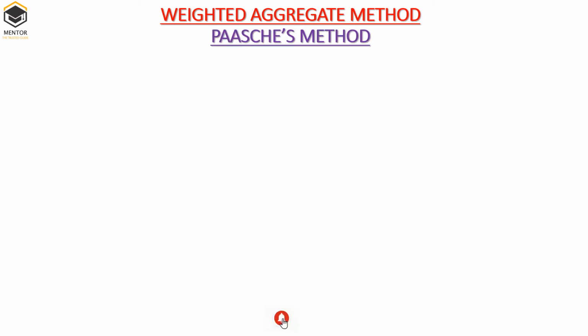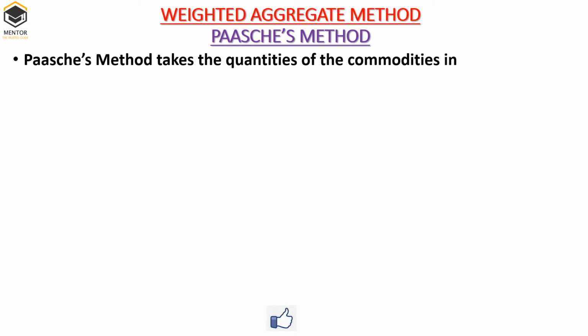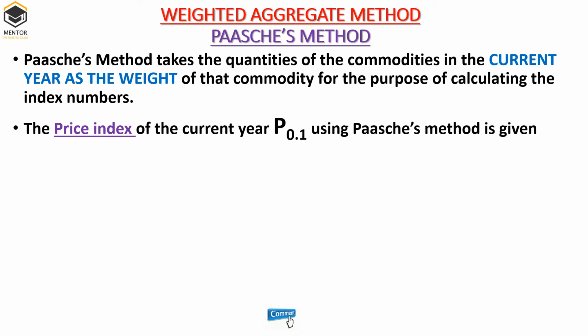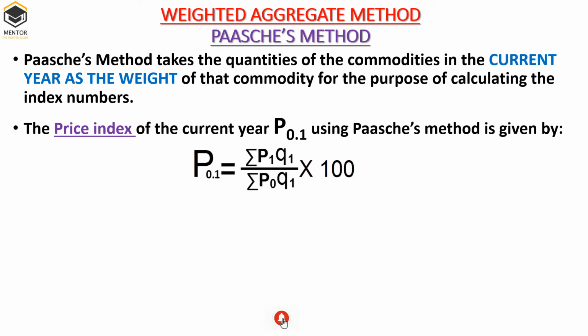Next we have the Paasche method. Here the author has given the weight to the current year. The price index of the current year P01 using the Paasche method is given by the formula P01 is equal to summation P1 Q1 by summation P0 Q1. What we have added here is Q1 in the numerator and Q1 in the denominator. So the author has given the weight to the current year.